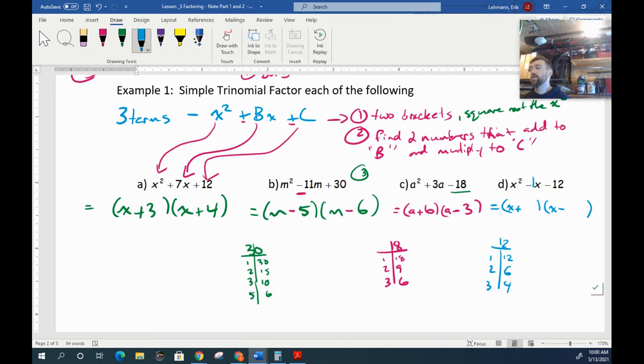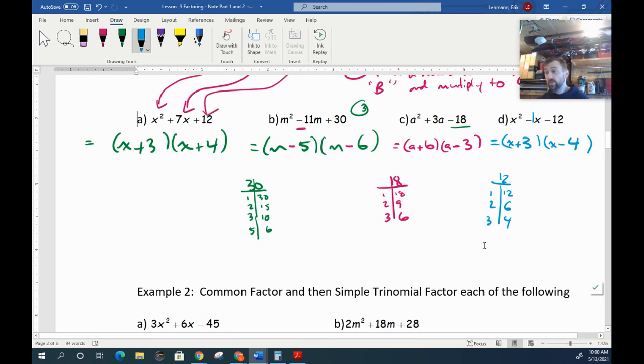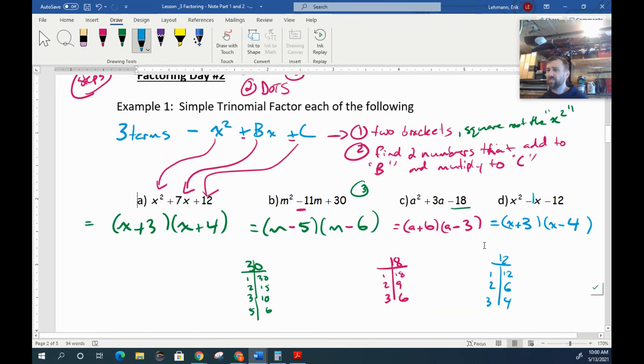3 and 4. This is a 4. This is a 3. Why? Because negative 4 plus 3 gives you negative 1. The most common error is to put these in the wrong place. Not the end of the world, okay? It's not a big deal. I just want you to try and practice. All right, so there's our first video on simple trinomial factors.